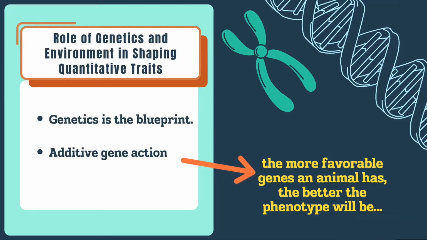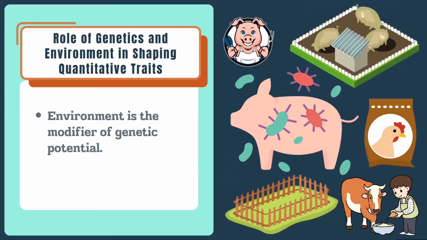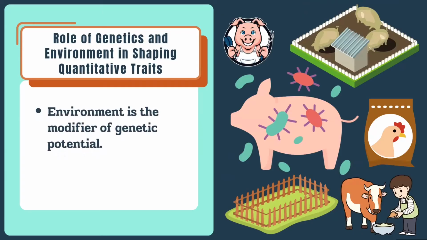So for example, if a cow inherits many genes that contribute to milk yield or milk production, the overall milk production will of course be higher. Again, however, genetics is not the whole story. The environment also plays a huge role in the expression of phenotype for quantitative traits. Environment is the modifier of the genetic potential.